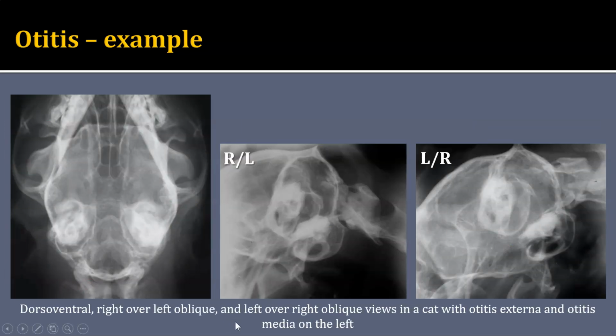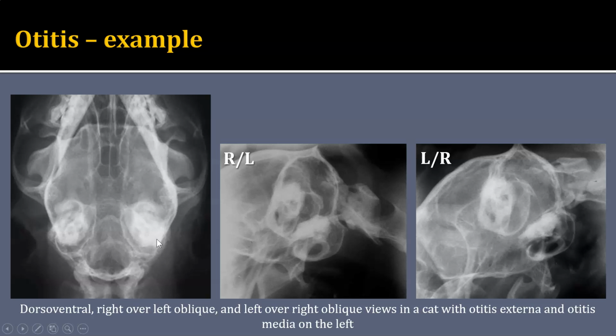This is an example of a cat that is presenting for otitis externa on the left. Again, we have a nice dorsal ventral view, which shows us the horizontal ear canals. So this view, I like to evaluate that. And if we look on the left side here, there is no air within the left horizontal ear canal. There's just soft tissue opacity compared to the right side.